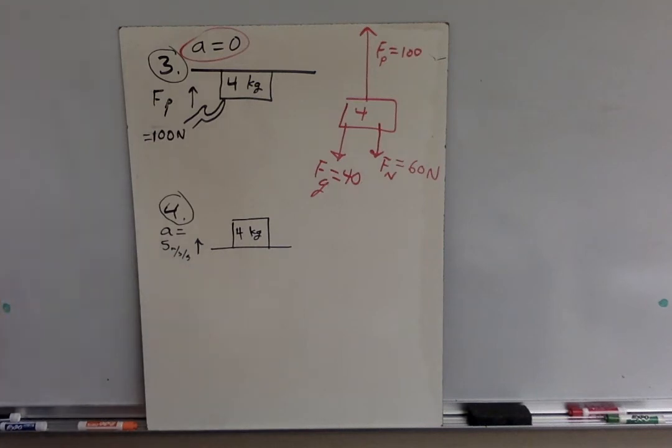All right, here's our final example. You see in this one, the acceleration is no longer 0. In this example, the acceleration is 5 meters per second squared upward. So that's going to change things. So first, let's draw a force diagram.